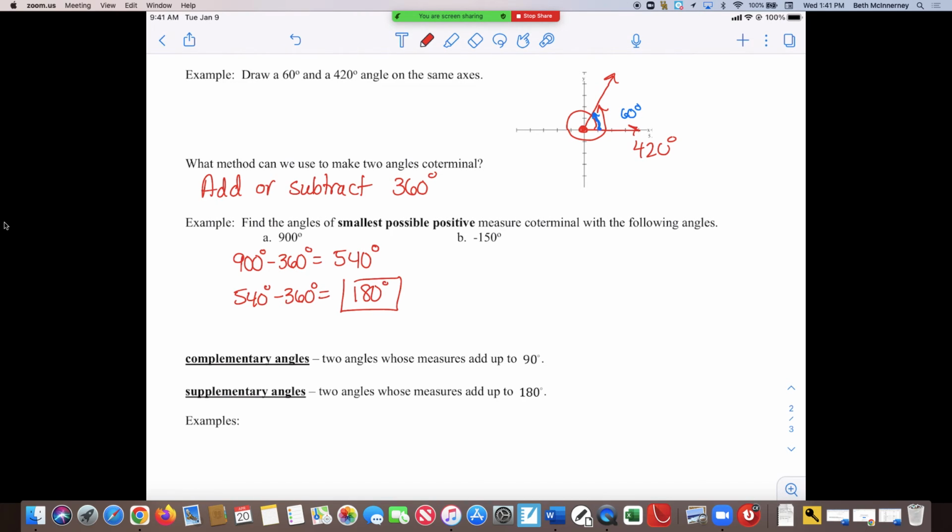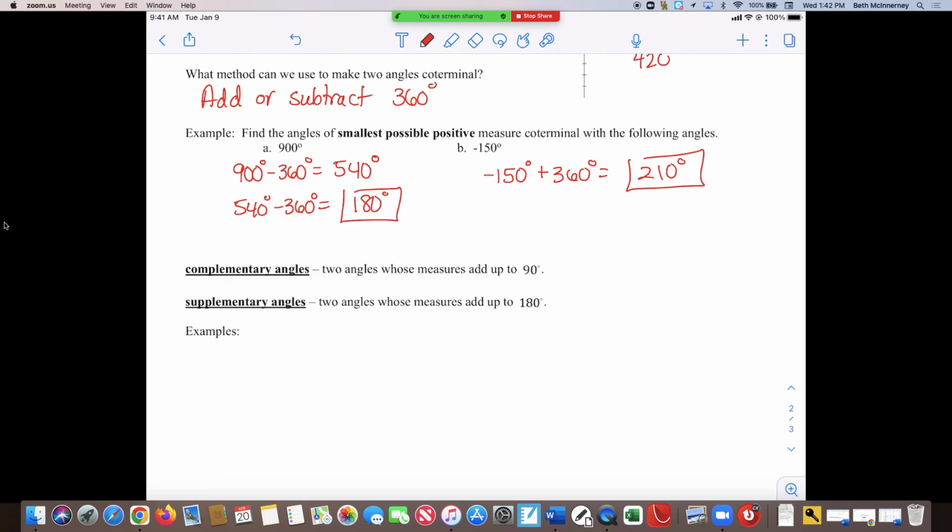So I don't want you to think that you always add or you always subtract. Sometimes you add, sometimes you subtract. It depends on what you're trying to do. So then in letter B, if I have negative 150, I don't want to subtract 360 because that's going to make it an even smaller negative. I want to get it to positive, so I'm going to add 360 this time. And so that is the smallest positive, because the next one, when I add 360, it'll get bigger and bigger.